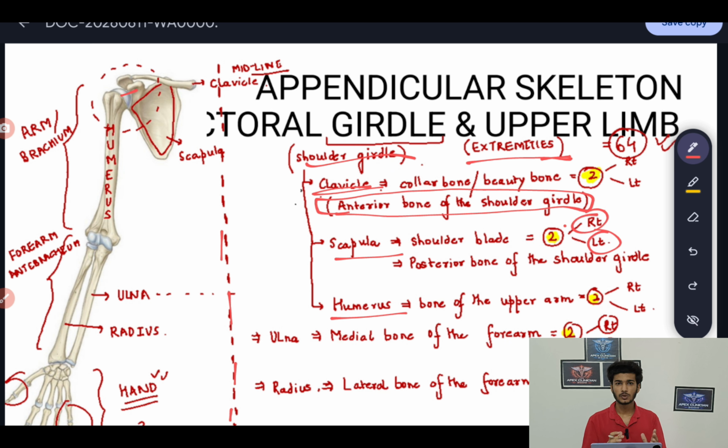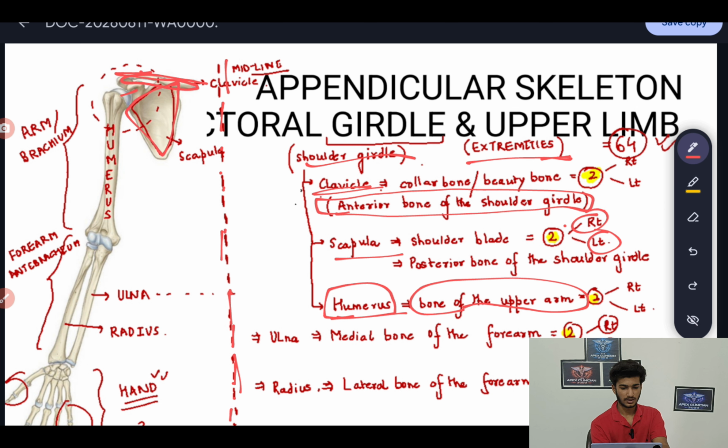Then you have another bone, that is the humerus. Humerus is also called the bone of upper limb. These are also two in number, one at the right side and one at the left side. So here I will tell you with the help of structure. This is the midline of the body. And here you can appreciate this is the clavicle bone, this is the scapula, this is the joint, called the shoulder girdle joint, and this is the humerus bone, also called the arm region or the brachium region.